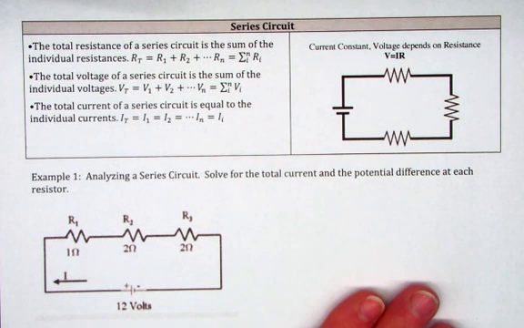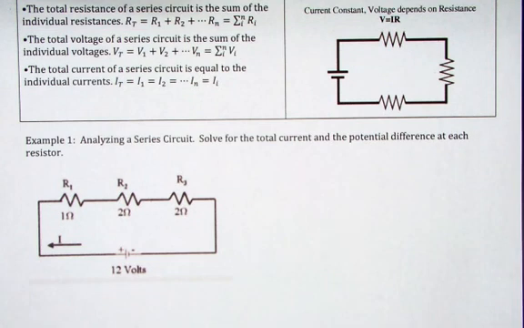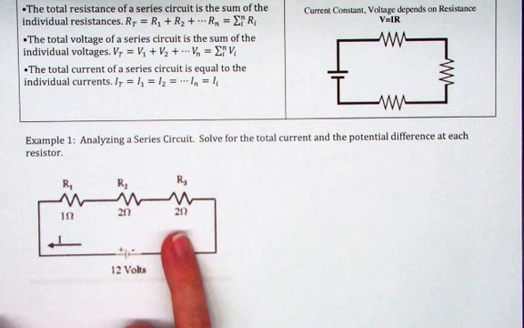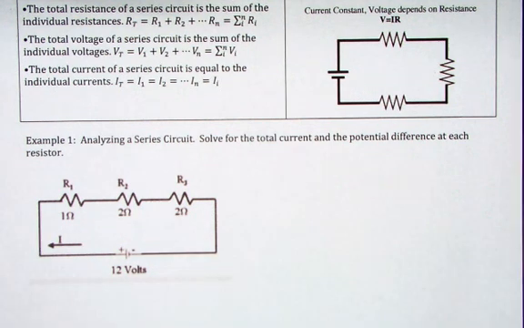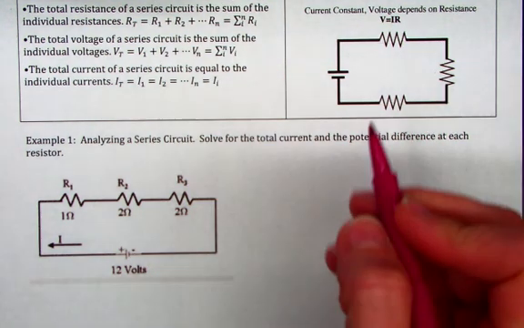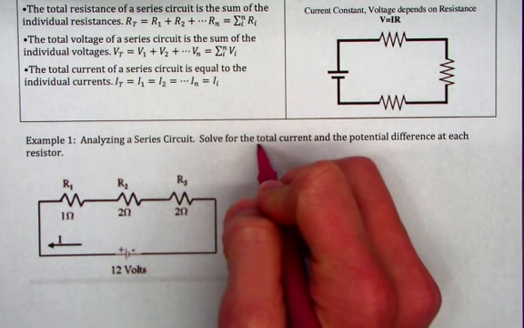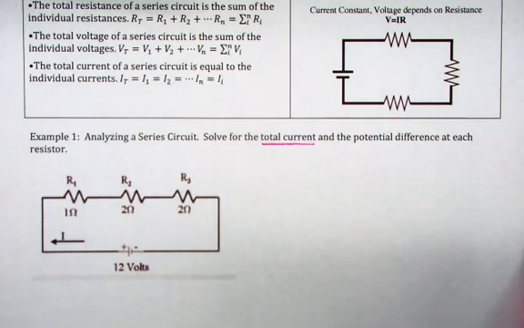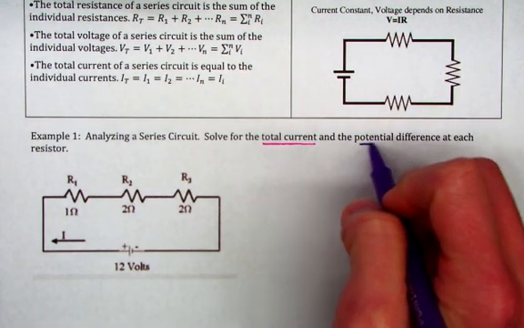So looking at example 1, I have a 12-volt battery, and I have 3 resistors, 1 ohm, 2 ohms, and 2 ohms. And what we're trying to do is we want to solve for the total current, and we want to find the potential difference at each resistor.